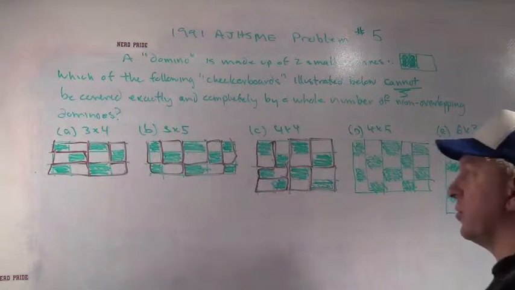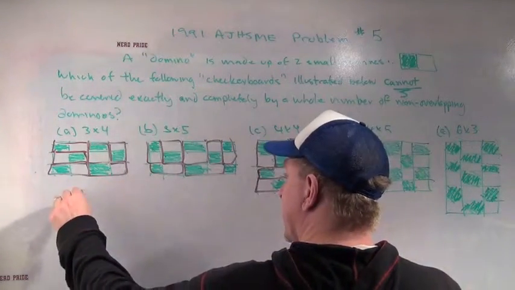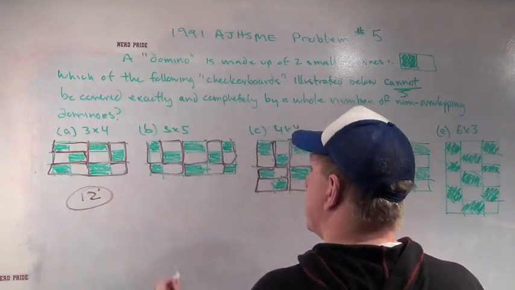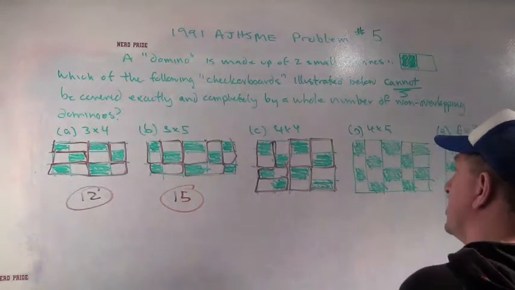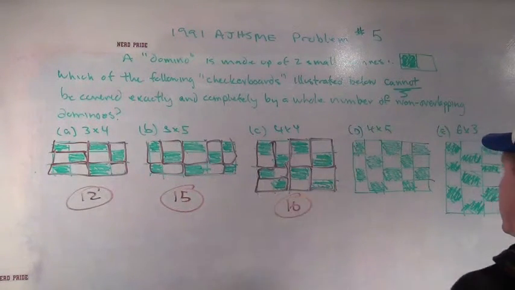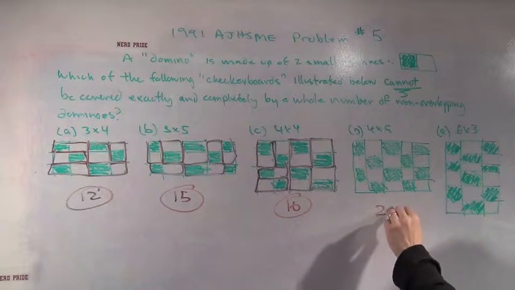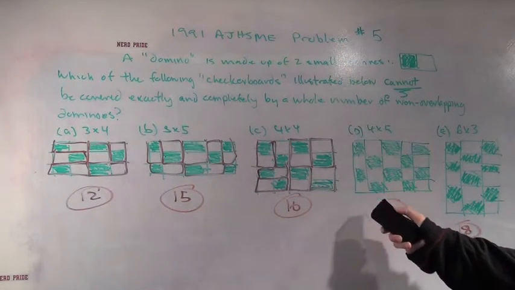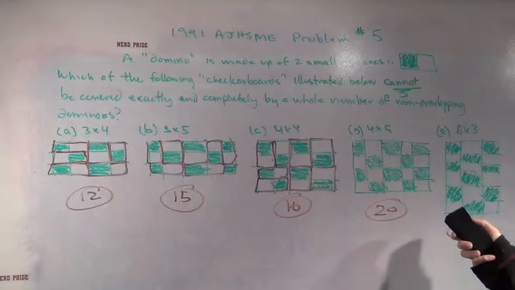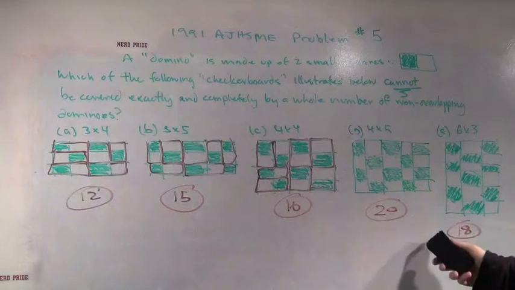Because in checkerboard A, we actually have 12 squares. In checkerboard B, we have 15 squares. In checkerboard C, we have 16 squares. On checkerboard D, we have 20 squares. And on checkerboard E, we have 18 squares. Now, I haven't checked if I can do D and E yet. Maybe you can just look at them quickly and see how to do it.